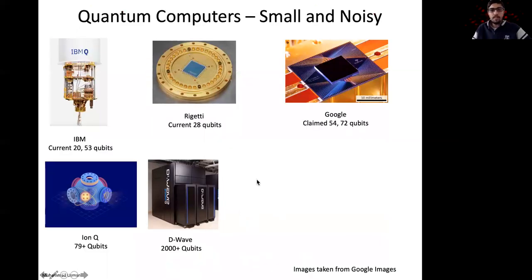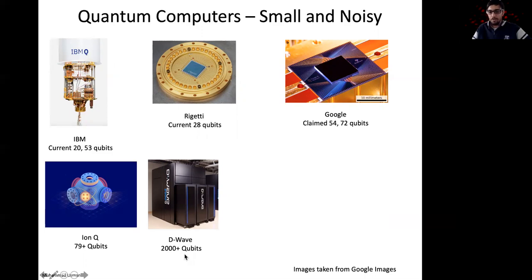So these are some examples of different quantum computers that exist at the moment. For example, IBM, the most popular company developing quantum computers. They currently have 20 qubit and 16 qubit machines. I think the largest machine they have is a 53 qubit machine. Rigetti, another private startup company, is also developing machines. It might be a bit old, but at the time of making this slide, they had a 28 qubit machine. They might have a larger number of qubits by now. Google has a 54 qubit machine, and they also have a 72 qubit machine. IonQ has about 79 or so qubits.